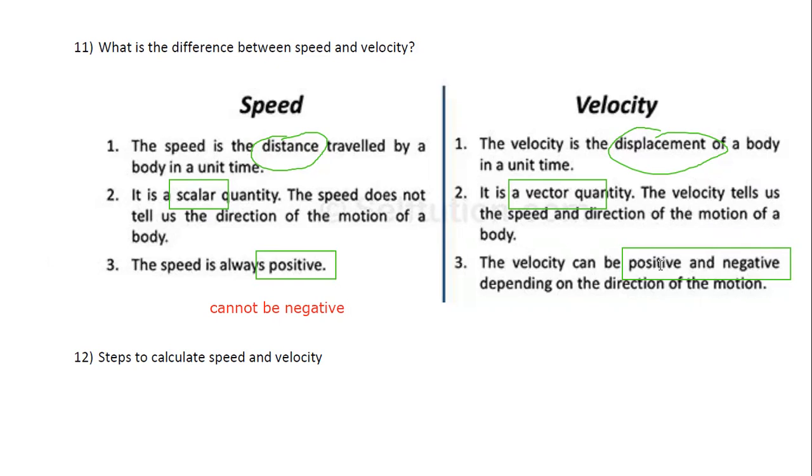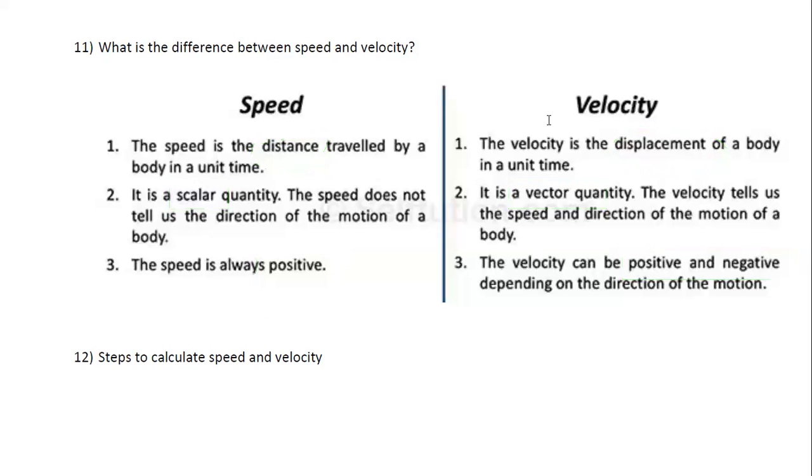Number one, distance and displacement. Number two, speed is scalar, velocity is vector. Number three, speed is always positive, it cannot be negative, but velocity can be both positive and negative. Okay, remember these three major differences.